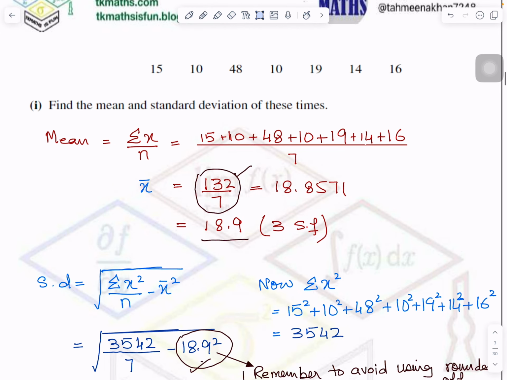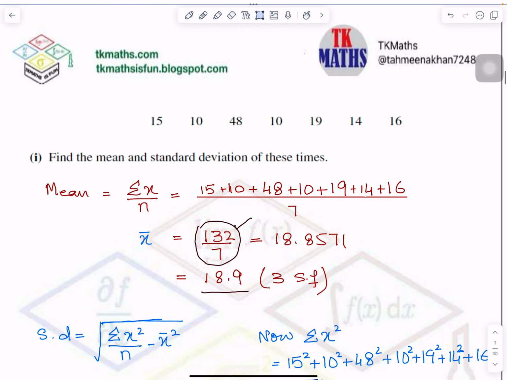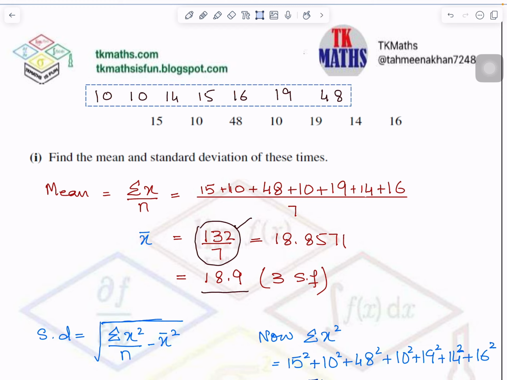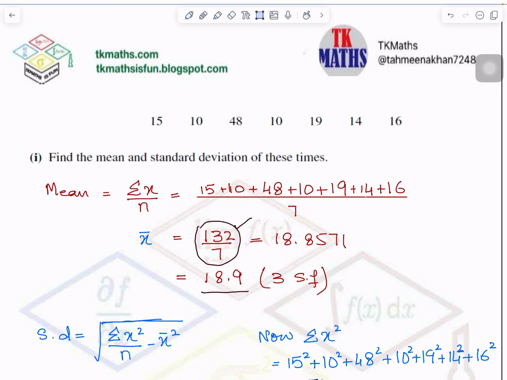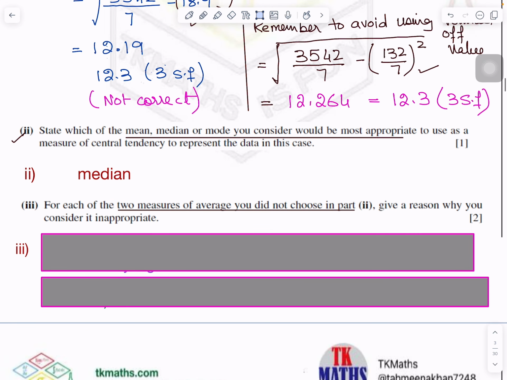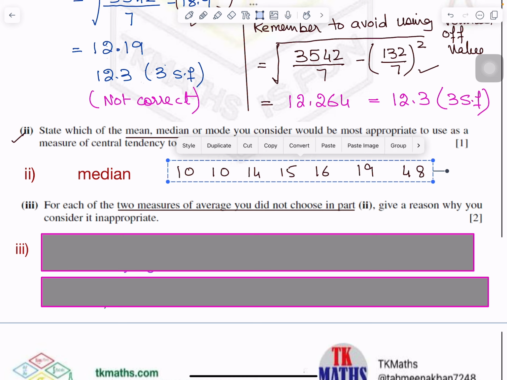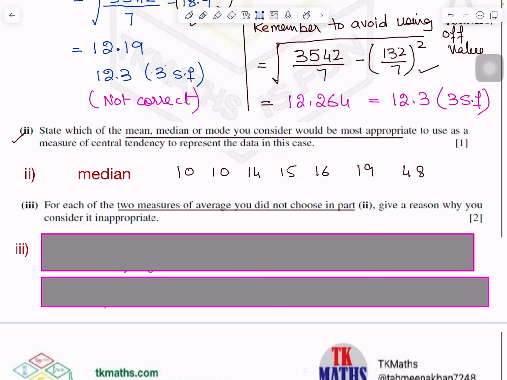So if I see here what was the data, if I arrange it in the ascending order, it will become 10, 10, 14, 15, 16, 19, 48. This will be the ascending order. So to select the median or mode, you need to arrange the data in the ascending order. Okay. So in this case, the median is the best answer.